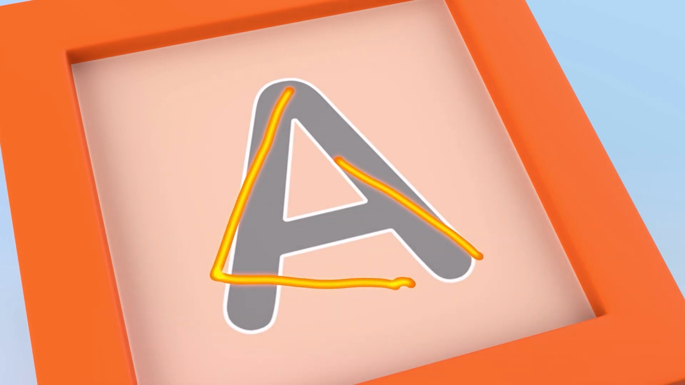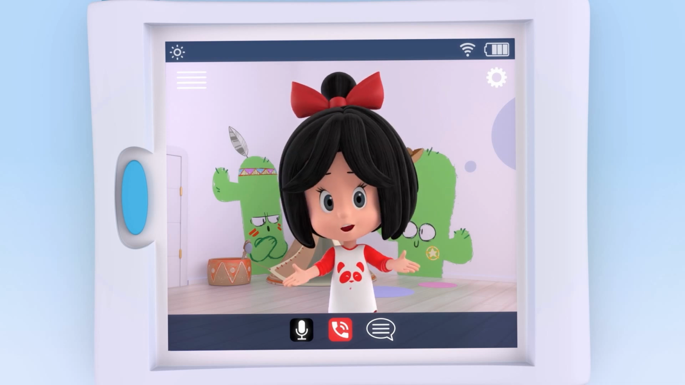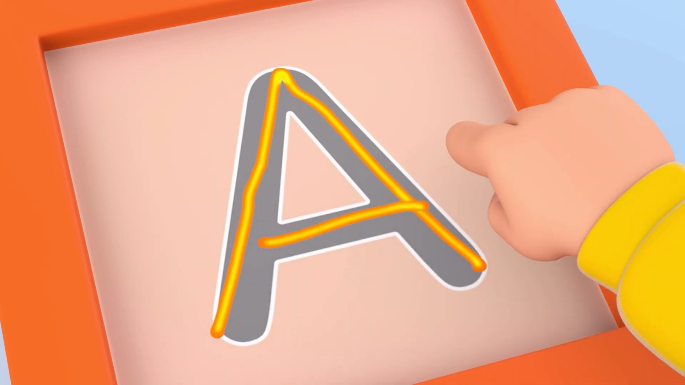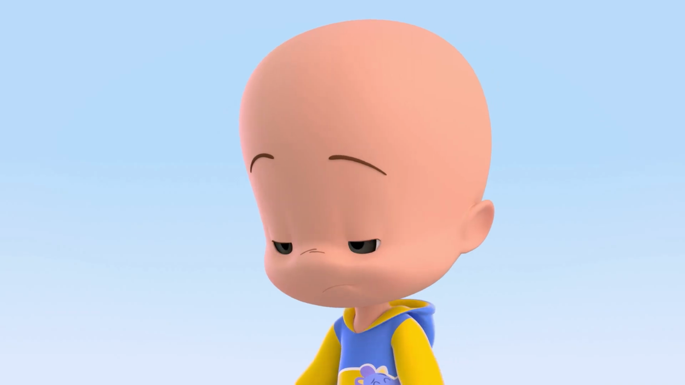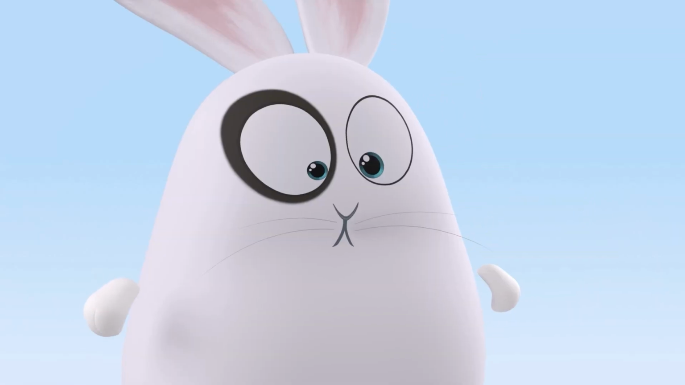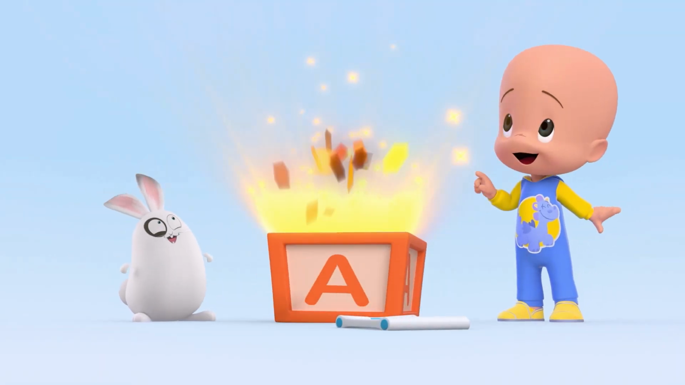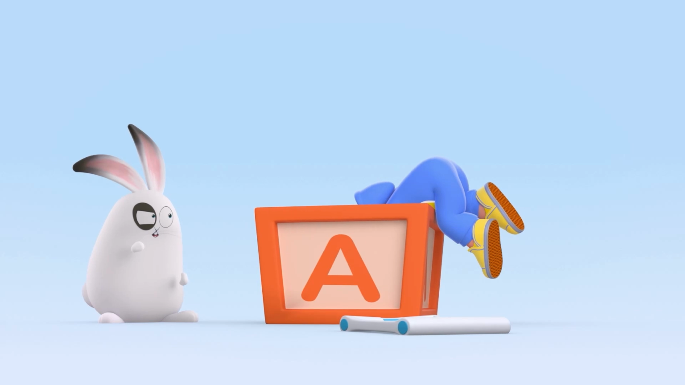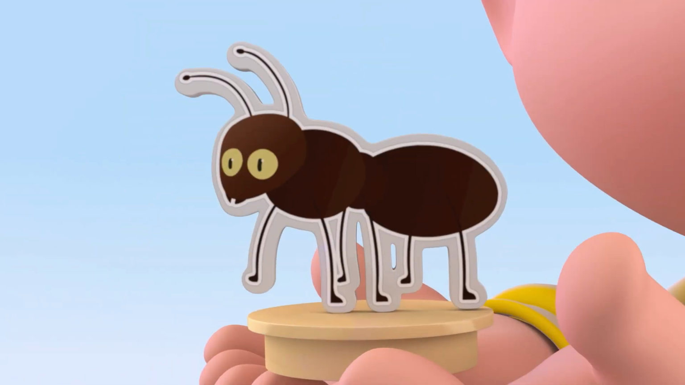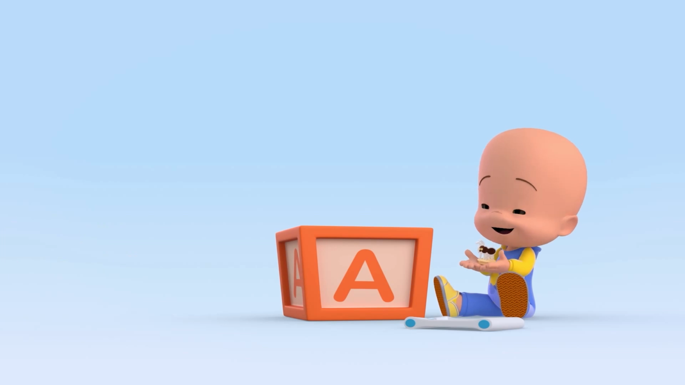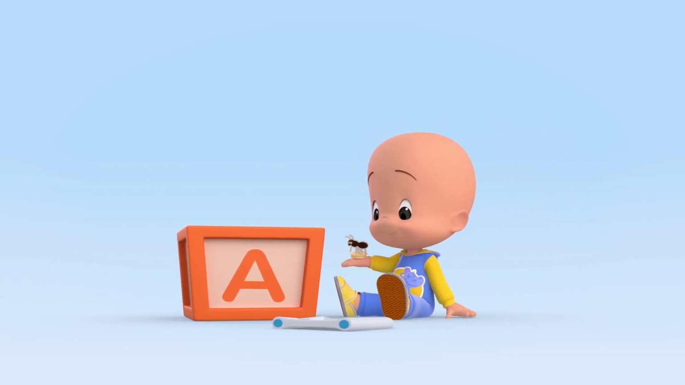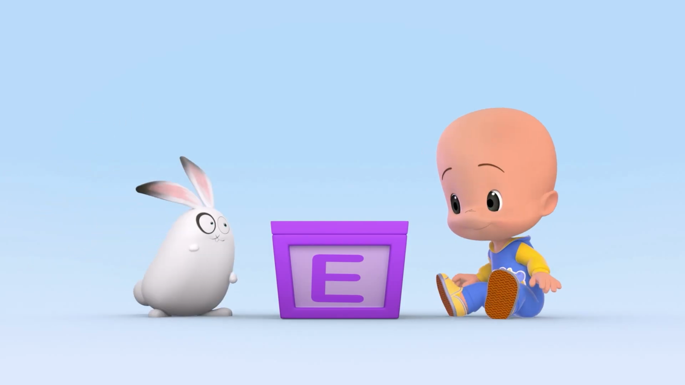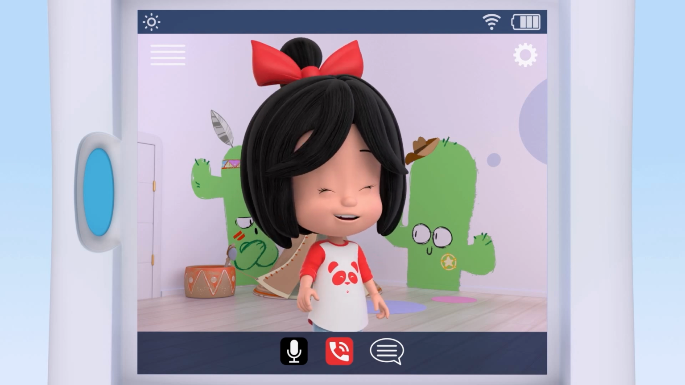A. Try again. Follow the lines. A. Ant. That's right. A is for ant. Don't you know which animal begins with an E?